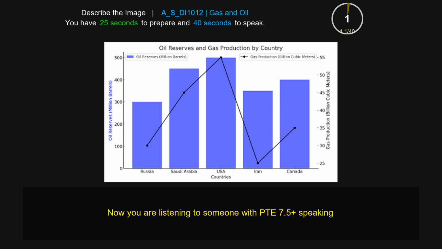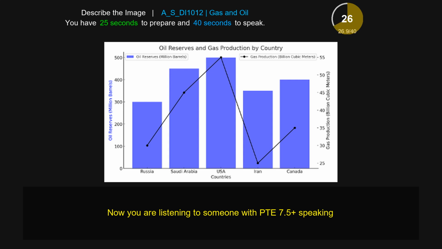The graph gives information about oil reserves and gas production by country. First of all, I can see five country names here: Russia, Saudi Arabia, USA, Iran, and Canada. On one side, the oil reserves range from 0 to 100, 200, 300, 400, and 500. On the other side, there is gas production, with negative values.